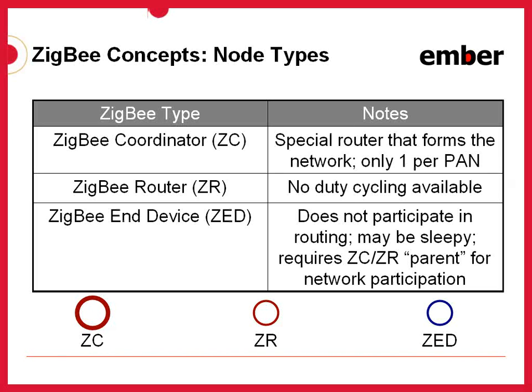Now, in future diagrams through these presentations, you'll see circles of different types. The thick red circle corresponds to the coordinator, so the special router that initiated the network. The thinner red circle corresponds to the router, of which there can be several. And the blue circles correspond to end devices, of which there can be several.